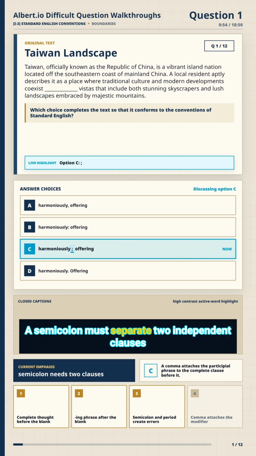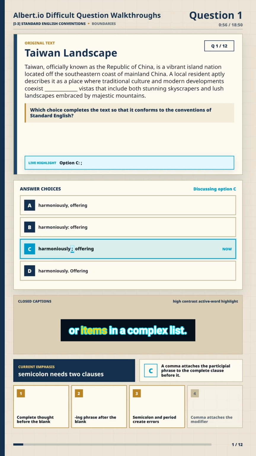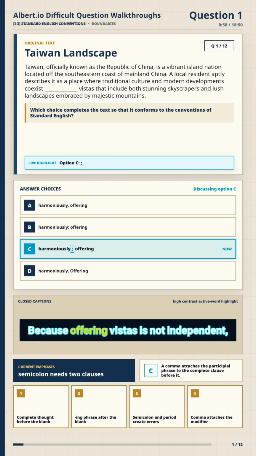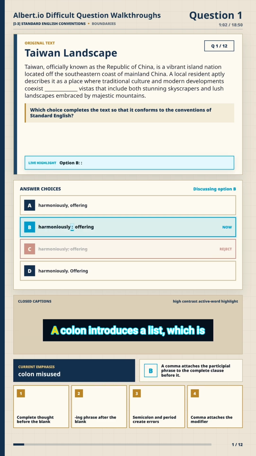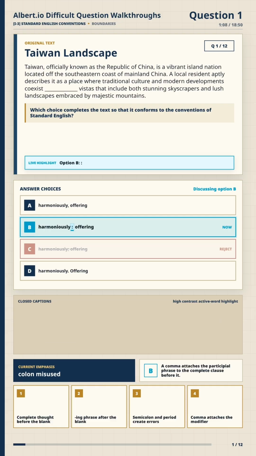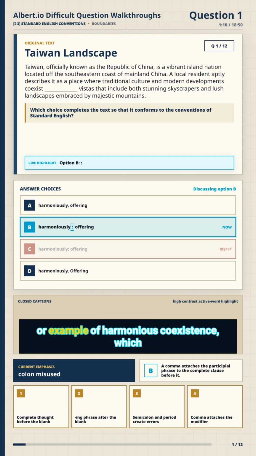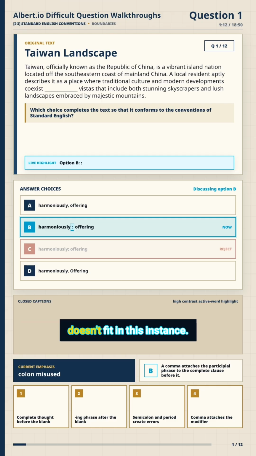A semicolon must separate two independent clauses or items in a complex list. Because offering vistas is not independent, option C breaks this rule. A colon introduces a list, an explanation, or an appositive that elaborates on a complete thought. It would imply the vistas are a definition or example of harmonious coexistence, which doesn't fit in this instance. Option B is awkward because it is technically misused.